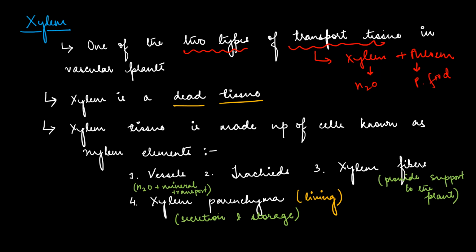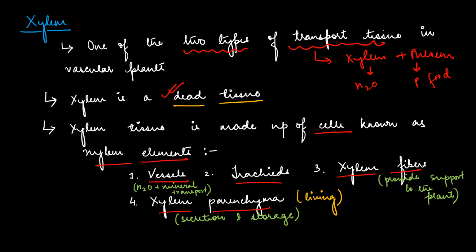Now let us have a little look at xylem. What is xylem? Xylem is a type of transport tissue. It is a dead tissue, very important. I can ask you a question for 1 mark also: what is xylem? It is a dead tissue. It is not a living tissue. Xylem tissue is made up of cells known as xylem elements, right? Four types of cells are present in xylem: vessels, tracheids, xylem fiber, and xylem parenchyma, right?